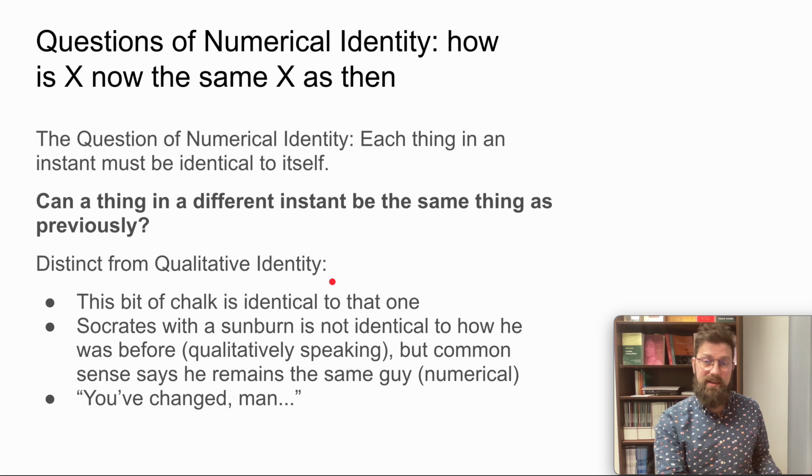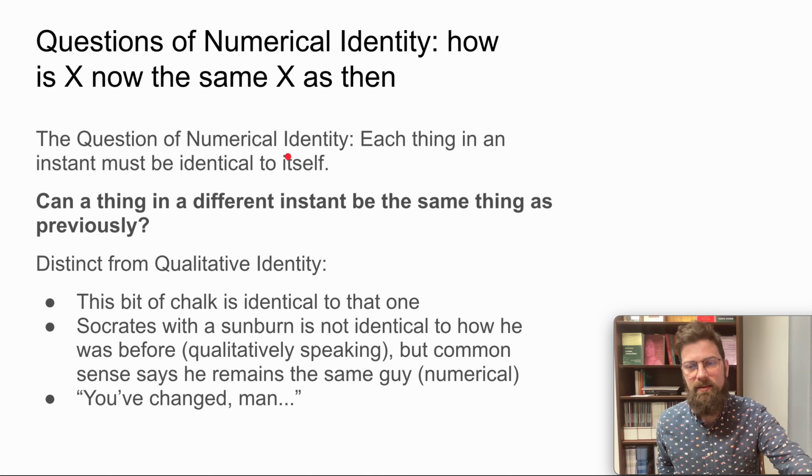It's kind of obvious that things can change qualitatively over time, especially people. But what he's interested in is numerical identity, right? How is it that you can be yourself and remain one and the same thing, even though you're changing in all sorts of ways? You might have heard this scientific factoid.